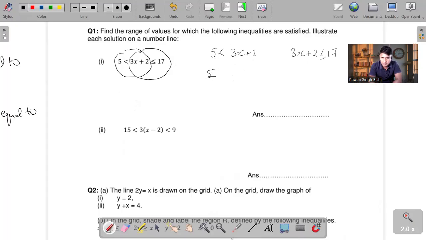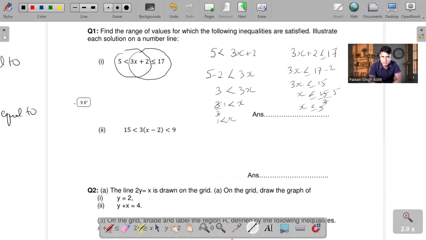Okay, this is plus 2. When it goes that side it becomes minus. 5 minus 2. 5 minus 2 is 3. Now when I send this 3 this side, so 3 divided by 3, less than sign, right? So it means x is greater than 1. The mouth is open towards x. It means x is greater than 1. Right? Now we solve this part. 3x is equal to 17 minus 2, which is 15. So x less than 15 over 3, 5. So x is less than equal to 5. x is greater than 1 but smaller than equal to 5.